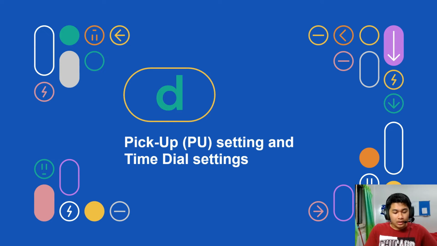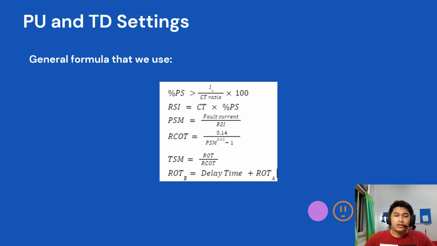I will continue our presentation for question D. The question asks us to determine the values of the pickup (PU) settings and the time dial settings (TSM) of all relays to ensure a coordinated protection system. Generally, for this question we must calculate the pickup settings and the TSM for all 13 relays, so we use the formulas given to get the values.